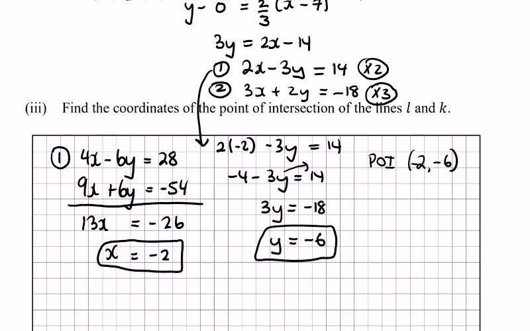Now, let's just check that that works in the second line. We've used 1 to sub it in, so it's definitely working on 1, but let's check this one. 3 by minus 2 plus 2 by minus 6, is that equal to minus 18? Minus 6 minus 12, yes, it's equal to minus 18. So let's move on.